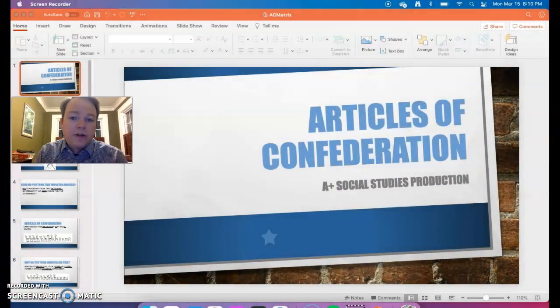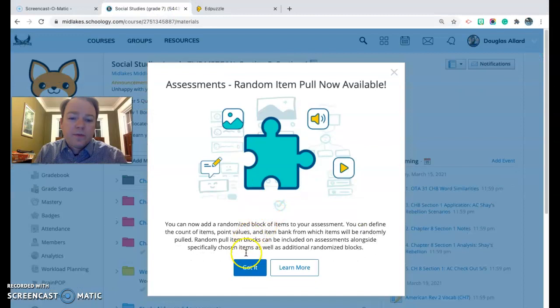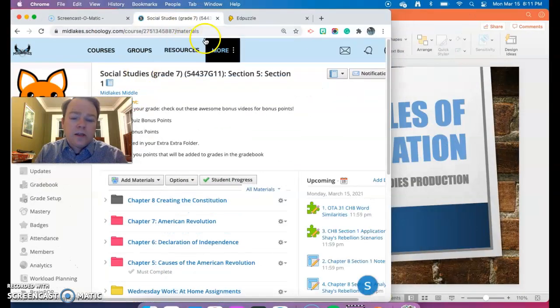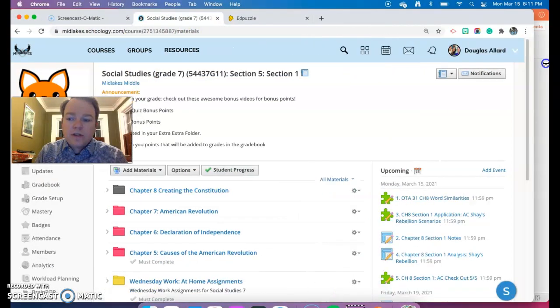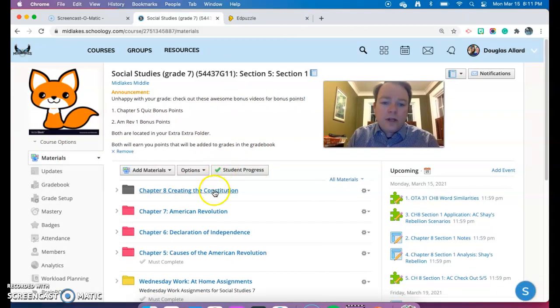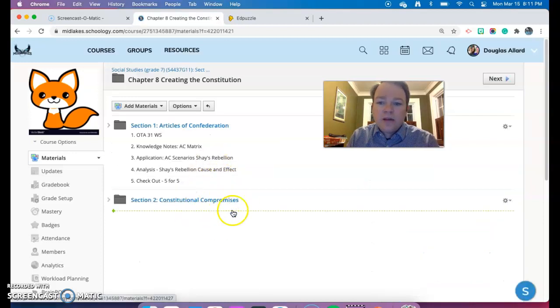And here I'll show you from our second block class. Let me just make myself a little smaller here. There we go. Go to the Schoology page. Looks like we got some new stuff. Just want to make sure everything is in the screen. We should be in this chapter 8, creating the Constitution. You'll see a section 2, but we're not doing anything with that today.